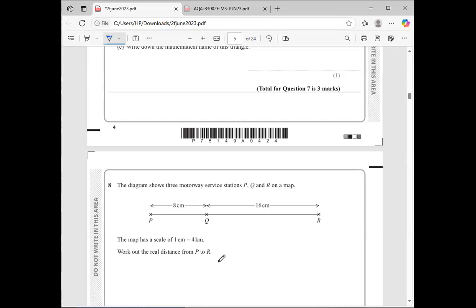If each of those centimeters is 4 kilometers, then the real distance will be 24 times 4, right? Yes. Which is 4 times 2 is 8. 8 plus 1 is 9. That's 96. Am I right? Yes. All right.